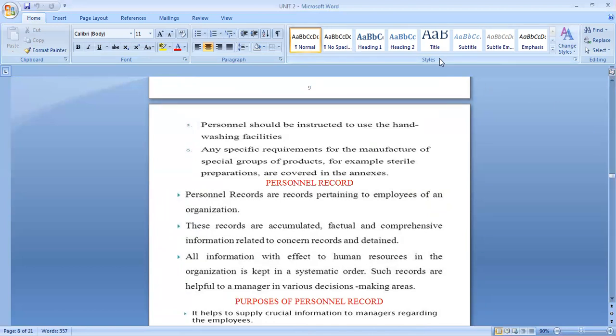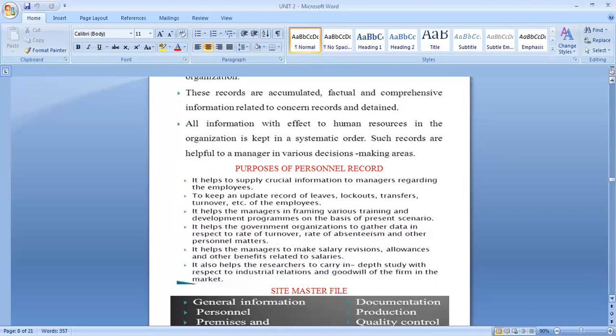The personal records are records pertaining to employees of an organization. These records are accumulated, factual, and comprehensive information related to the concerned employees. All information with respect to human resources in the organization is kept in a systematic order. Such records are helpful to a manager in various decision-making processes.